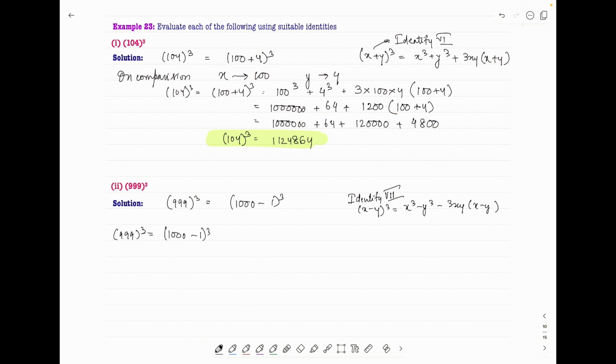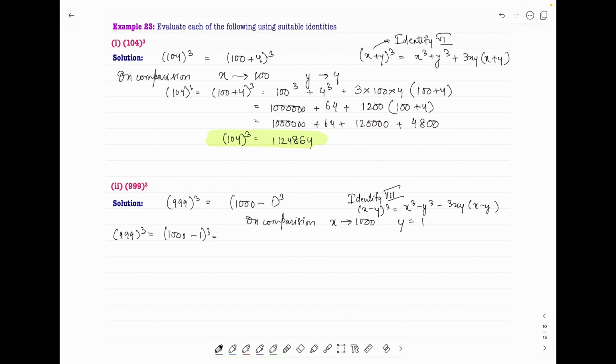1000 minus 1 cube. So instead of comparison, if you do the comparison of the identity and the question, what will it be? X is what? 1000. Y is what? 1. X is 1000, minus y is minus 1, so y is 1. Okay, got my point? So 999 cube is 1000 minus 1 whole cube.